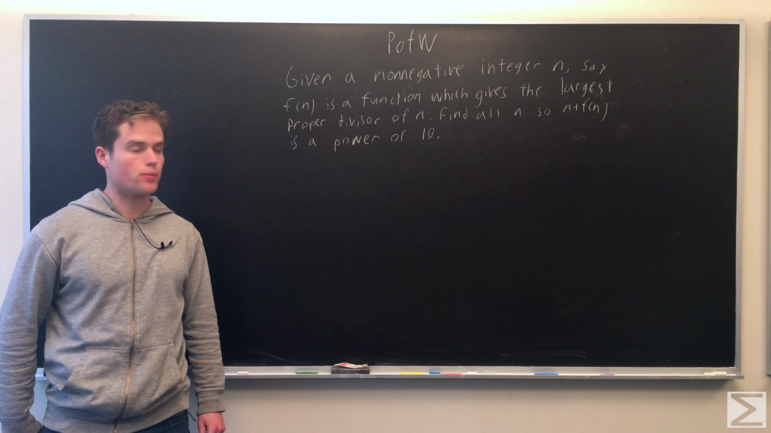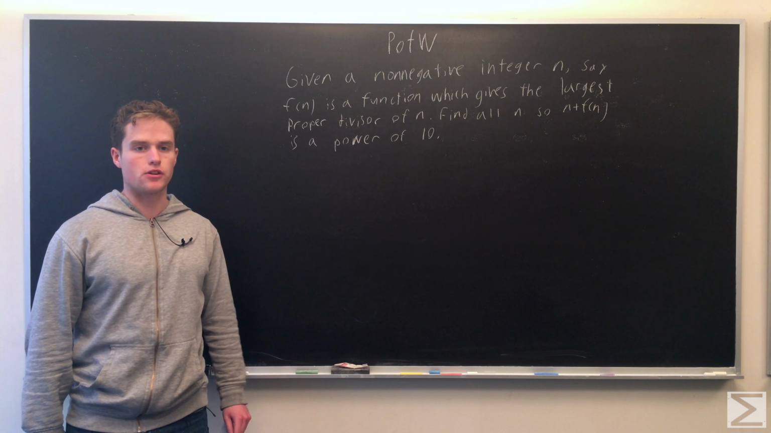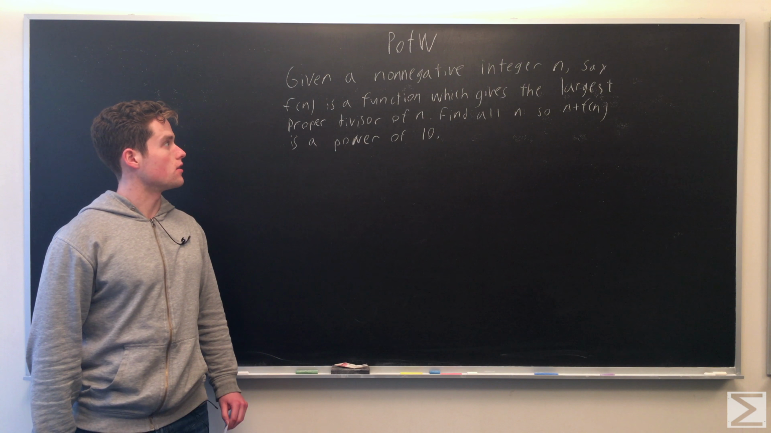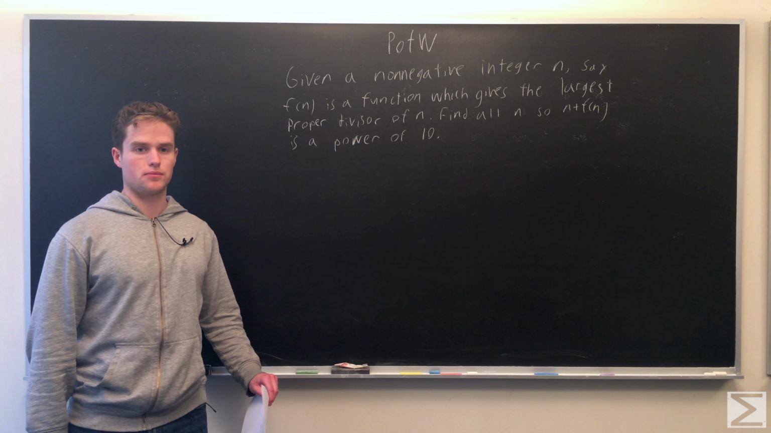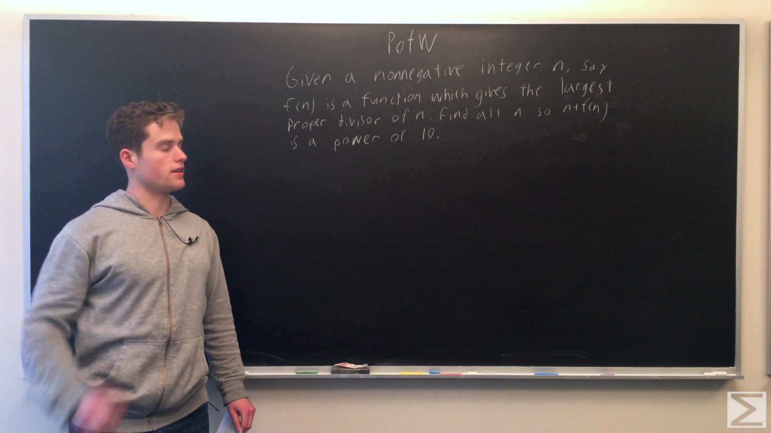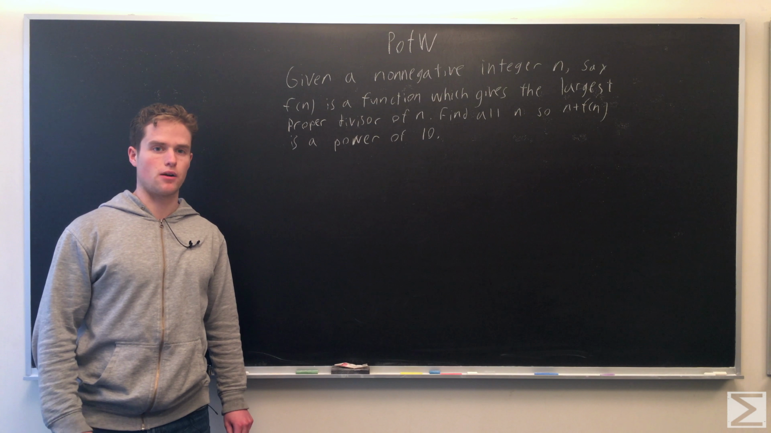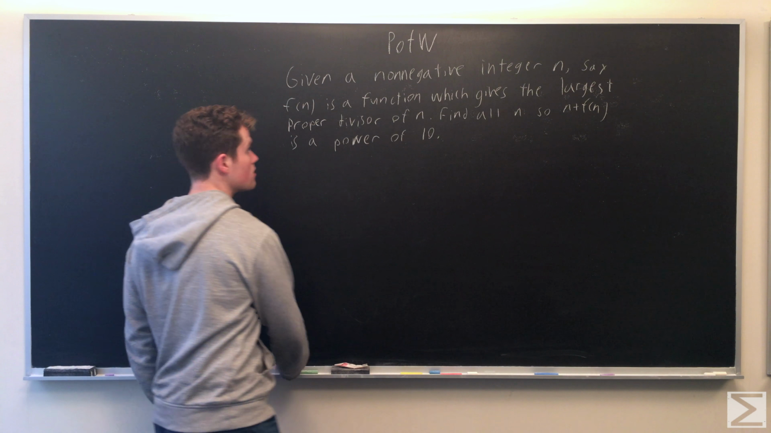For this week's problem, we're given a non-negative integer n, and we have a function f of n that gives us back the largest proper divisor of n. So it's not n, but it's still a divisor of n and the largest divisor. And we want to find all n so that n plus f of n is a power of 10. So we can rephrase this problem a little bit.